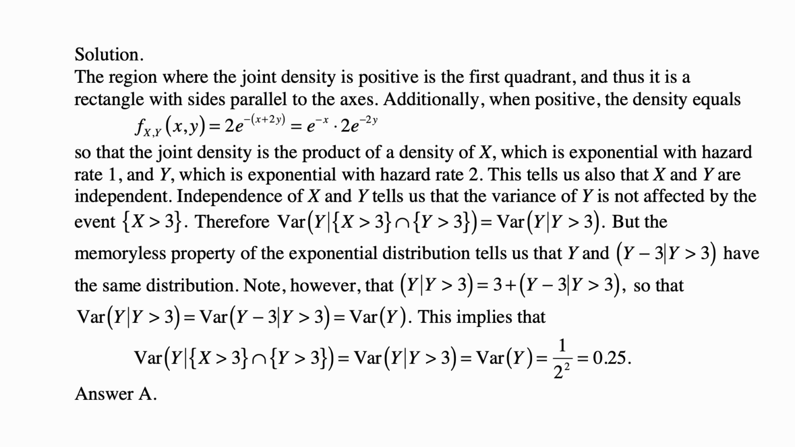This implies that the variance of y given that x is more than 3 and y is more than 3 is equal to the variance of y given that y is more than 3, and that's equal to the variance of y. And what is the variance of y? Well, the hazard rate of y is 2, so the mean is 1/2. And the variance of an exponential distribution is the square of its mean, so it's the square of 1/2, or 1 over 2 squared, and that's 0.25. And that's answer A.